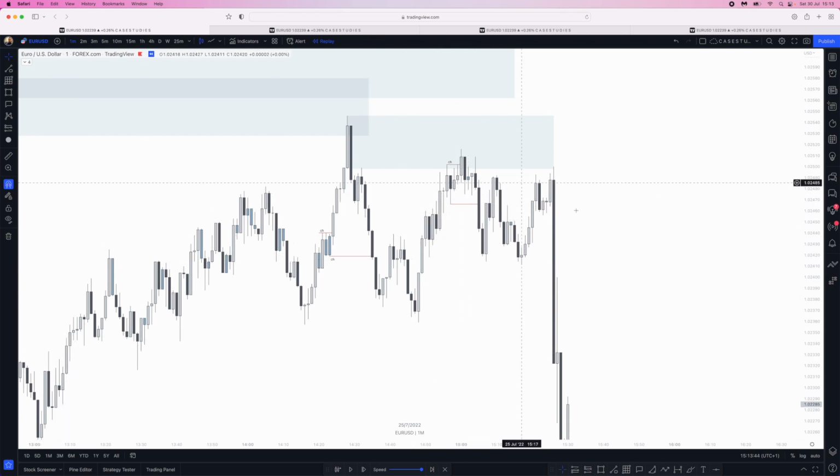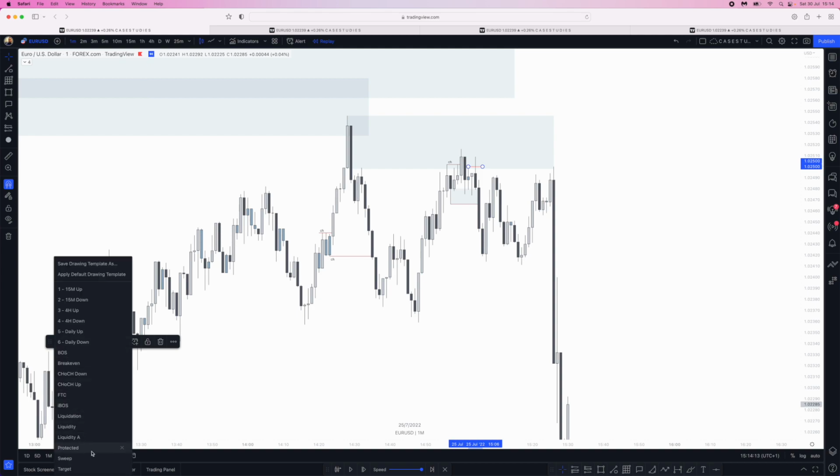We'll just leave that as it is. But what can you see after we take the high right here? We come down, we get a reaction to this demand right here. If I just mark this down, this wick and this candle here is what caused the break of the high. Then we come back down, react to this demand, and push up, sweep this high right here, which can be a confluence in your trade plan.